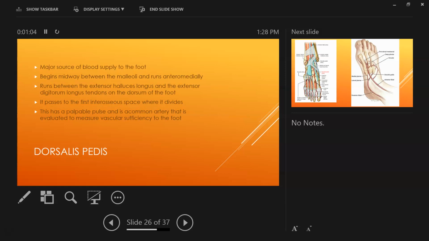It begins midway between the malleoli. The malleoli are those two bumps that make up the ankle. And it runs in an anteromedial fashion. It runs between two tendons, the extensor hallucis longus, I apologize. So the extensor hallucis longus, hallucis means great toe, and the extensor digitorum longus tendons, so it runs between extensor hallucis longus and extensor digitorum longus on the dorsum of the foot.